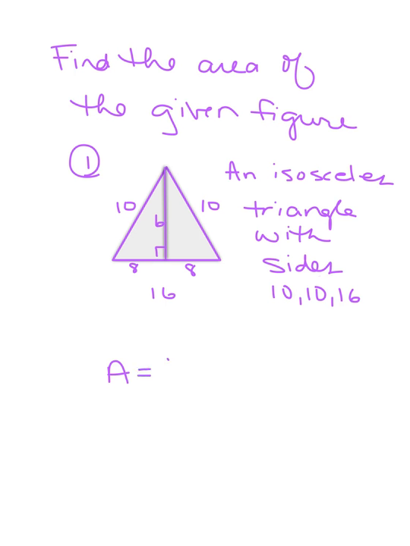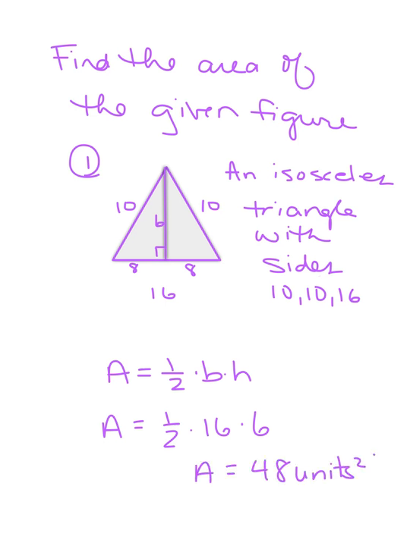Area is, remember, 1/2 times base times height in a triangle. So area is equal to 1/2. My total base is 16, and my height is 6. So my total area of this triangle is 48 units squared.